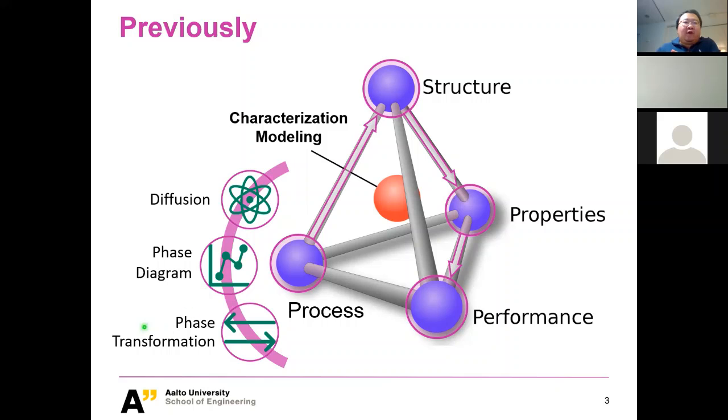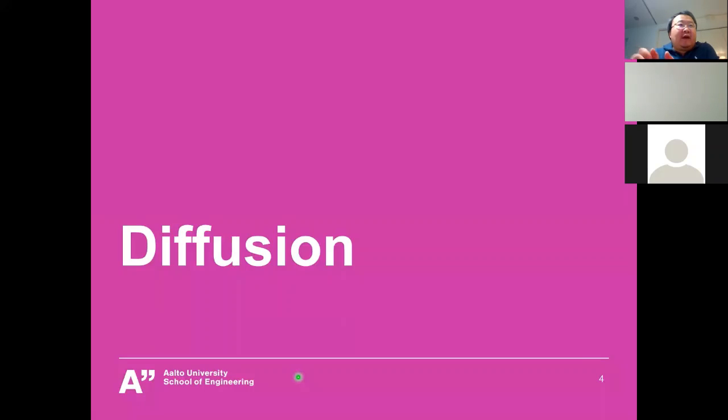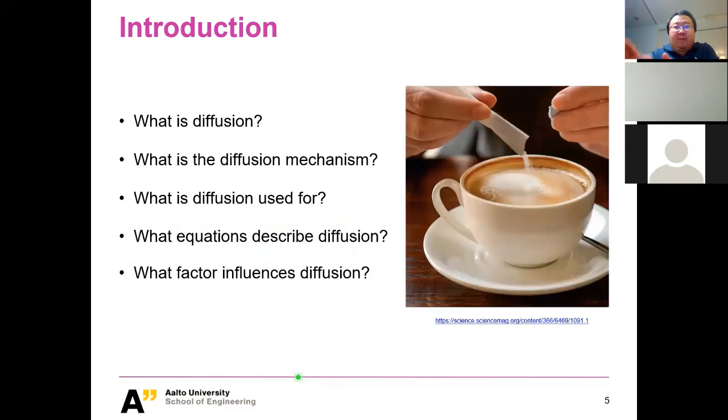Actually, this part is already part of the phase diagram, but it's not systematic. We will have phase transformation covered tomorrow. With all these prerequisites, you will finally be able to understand processes and how to use different processes to do something. All right, that's the basic introduction for our lecture this week. And without further ado, we will start with diffusion directly.